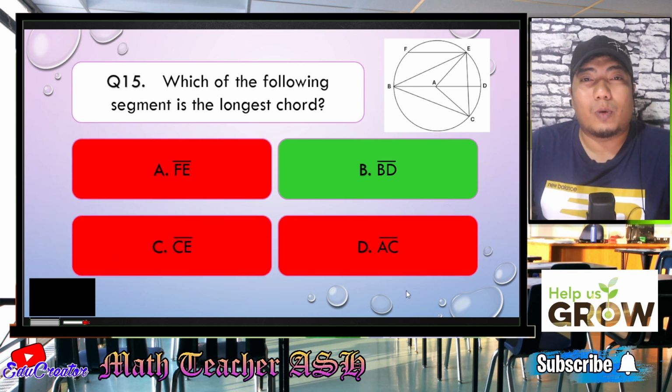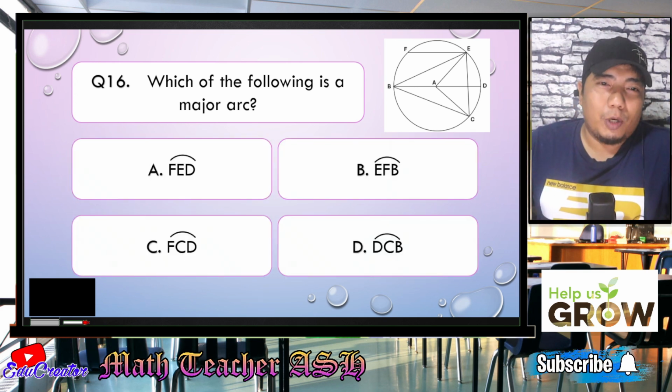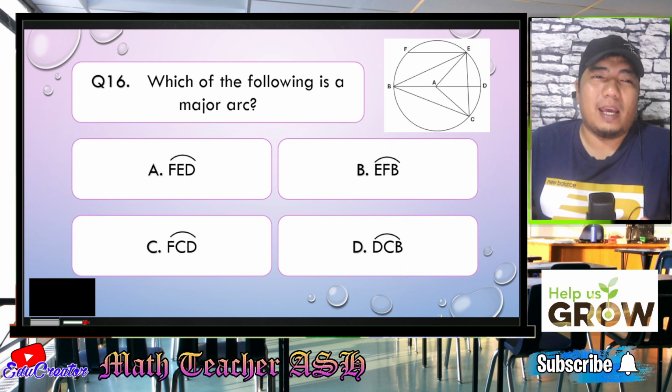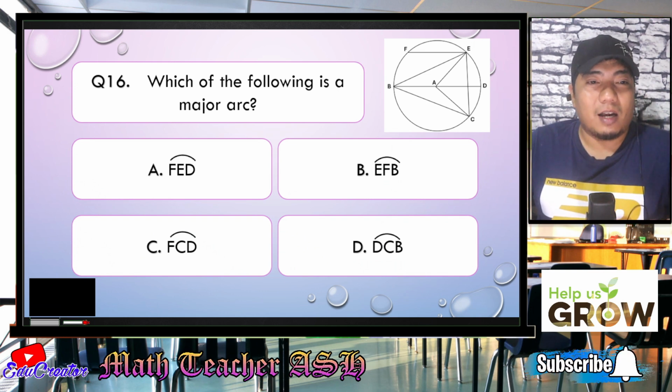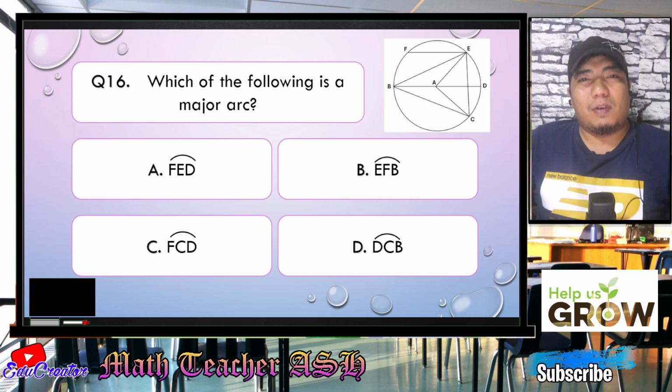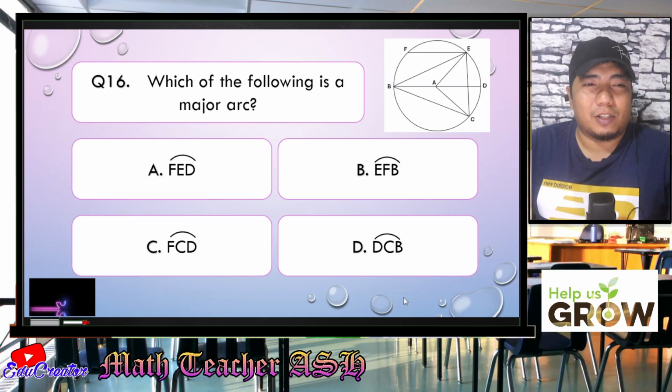Now, let us go to question number 16. Which of the following is a major arc? Is it A, arc FED, B, arc EFB, C, arc FCD, or D, arc DCB? I'll give you 5 seconds to think about your answer.